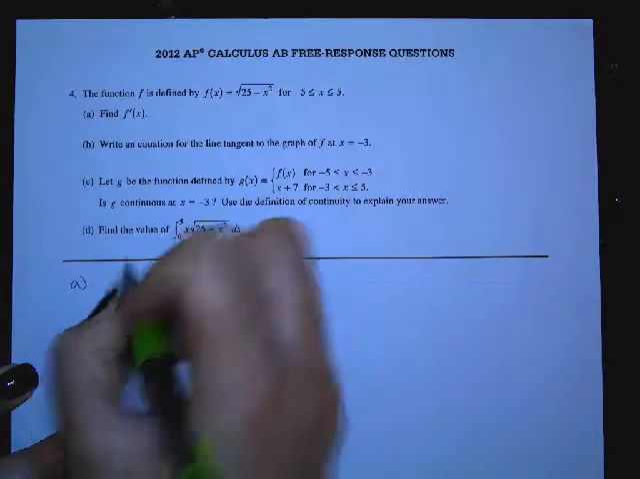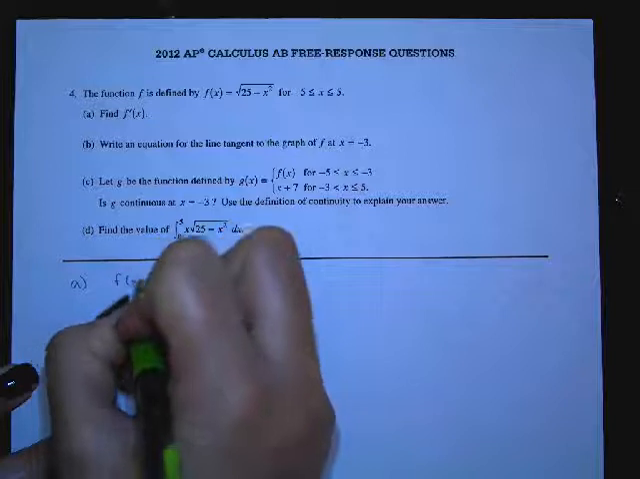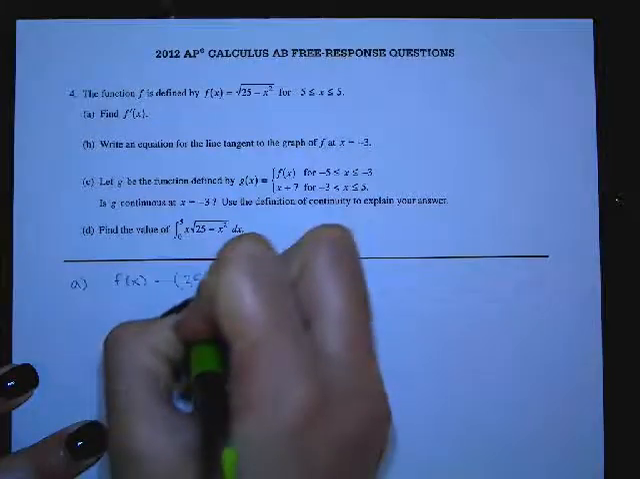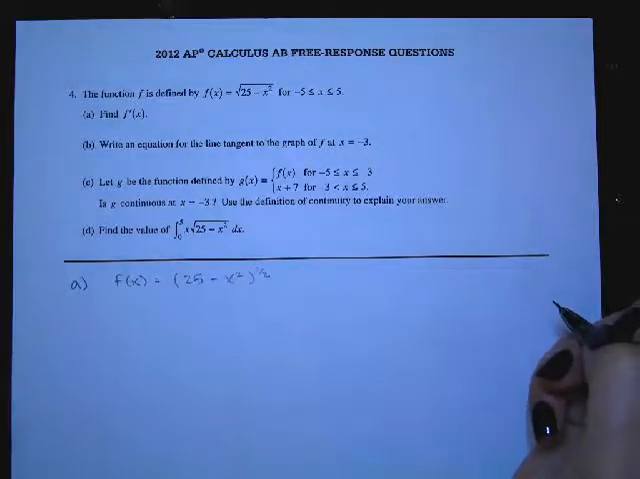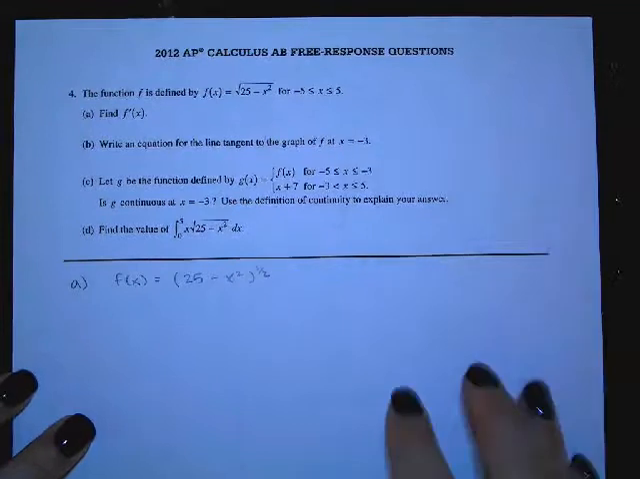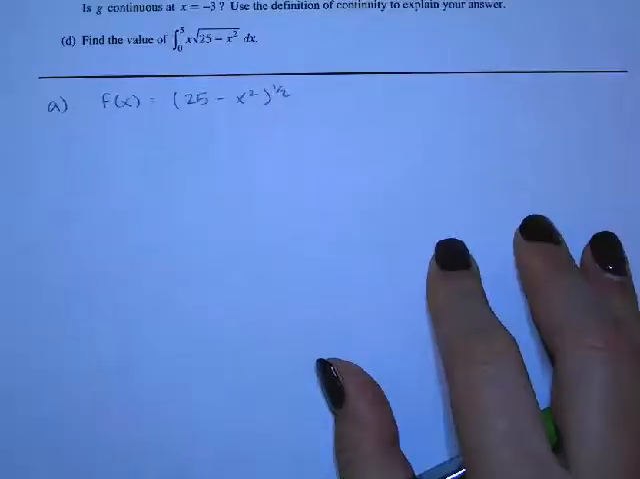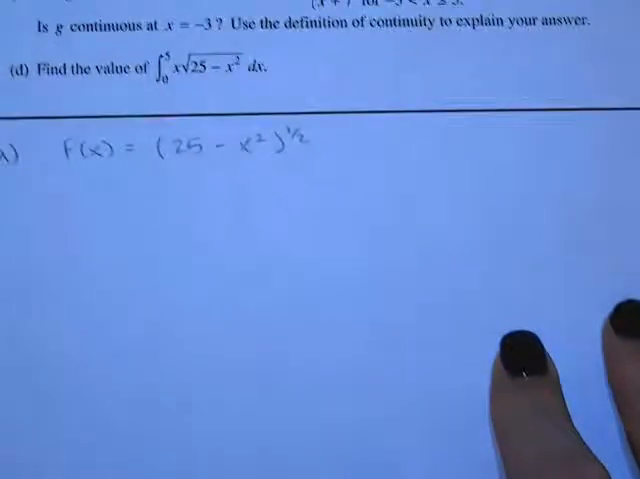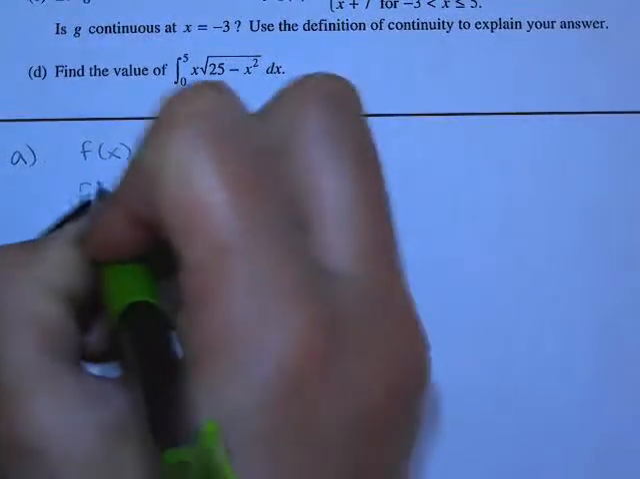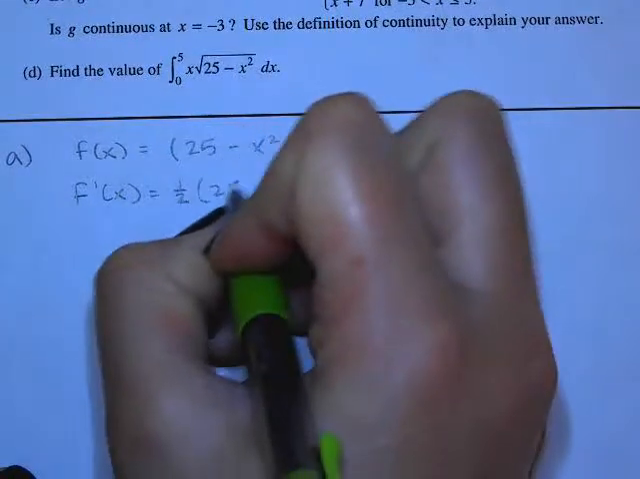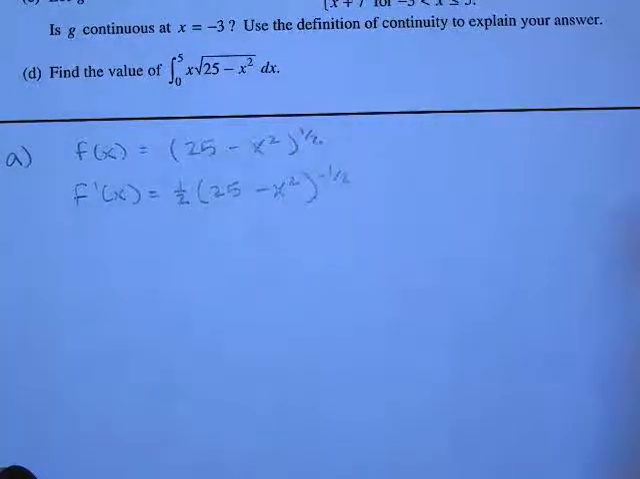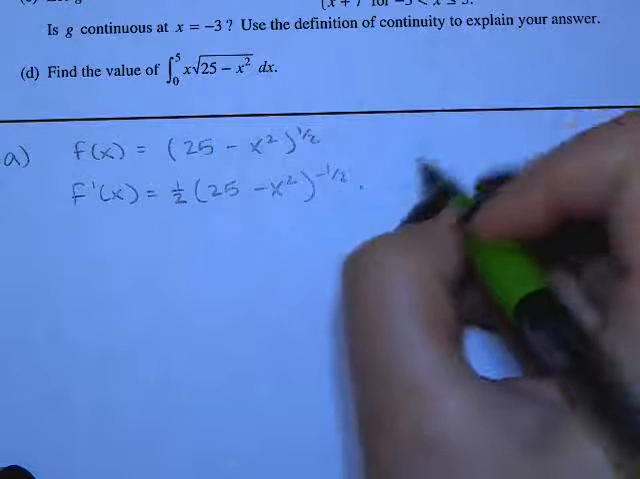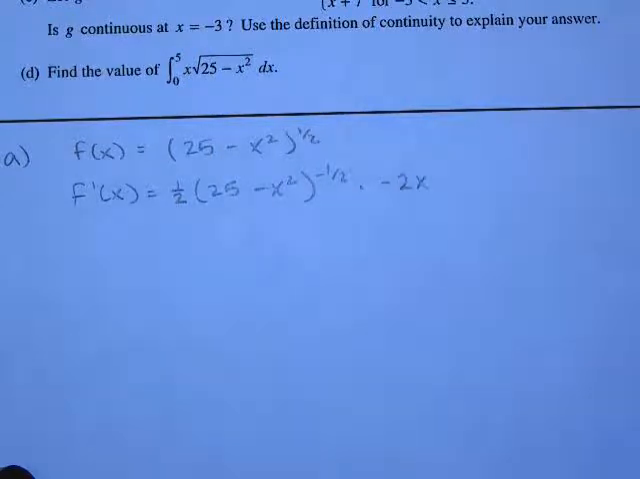I'm going to start off just by saying that f of x is 25 minus x squared to the 1/2. I'm doing that so that I can use the chain rule as I find the derivative. And so once I have that, that means that f prime of x is 1/2. I'm going to keep the inside the same, drop the exponent by 1, and then multiply by the derivative of the inside. So multiply by negative 2x.